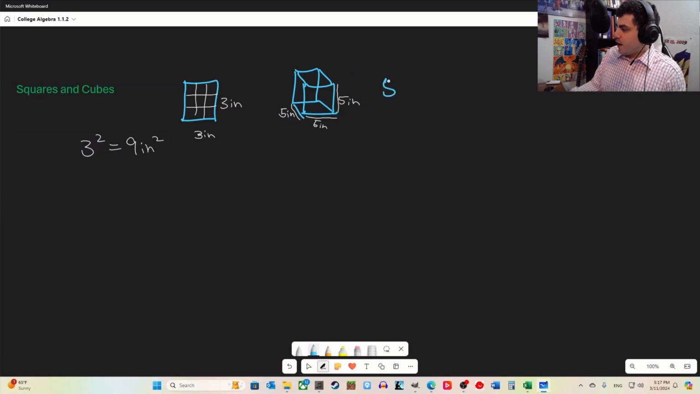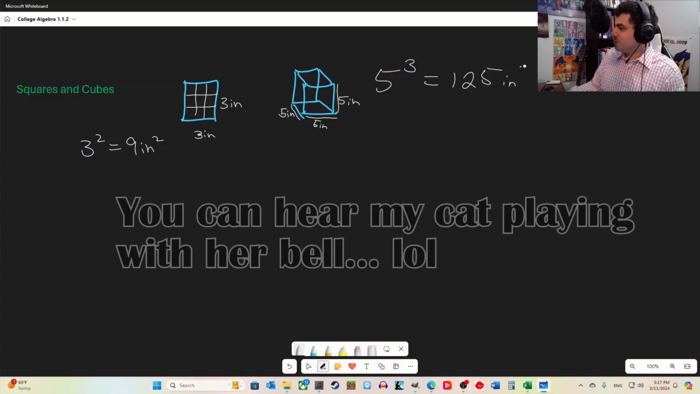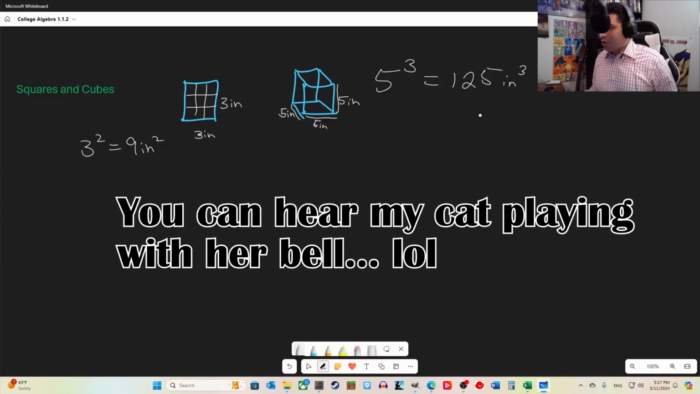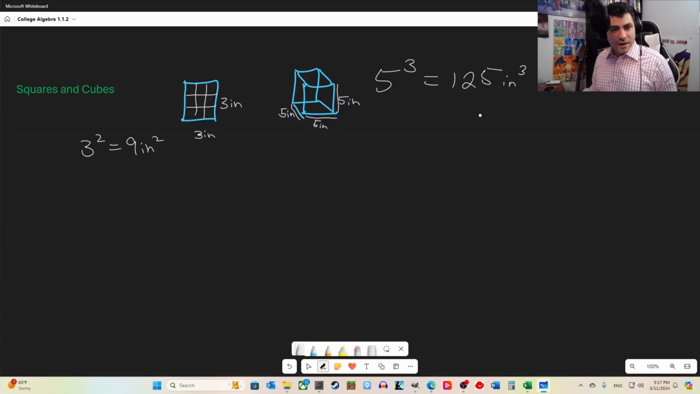The area of a cube can be found by taking the cube of this number. So we have 5 cubed, because 5 times 5 times 5 will give us the area of a cube, which is 125 inches cubed. So the area of a cube will be 125 inches cubed if all 3 sides were 5 inches. That's the relation between squares and cubes and exponents.